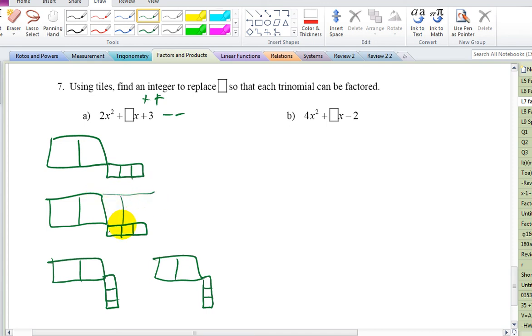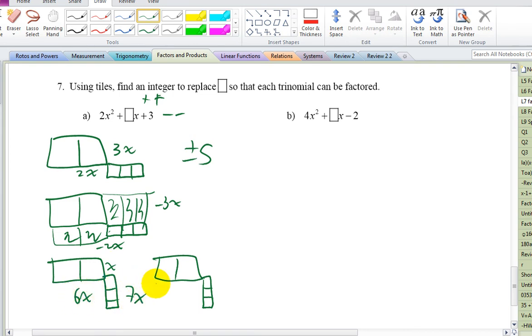Okay. So this would be 3x and 2x, negative 3x, negative 2x. So that would be plus or minus 5. This would be x and 6x, so 7x, negative 6x, negative x, negative 7x. So plus or minus 5, plus or minus 7. I went super fast. You guys okay with that? I'll give you a second to digest it.